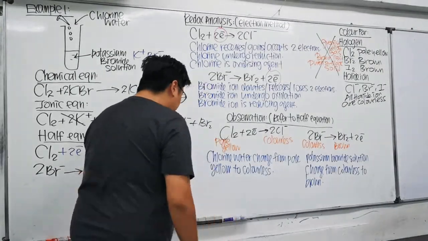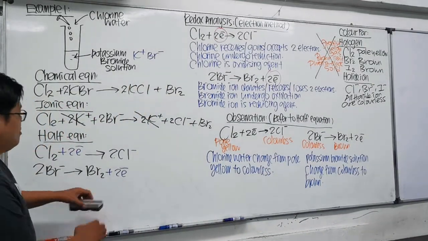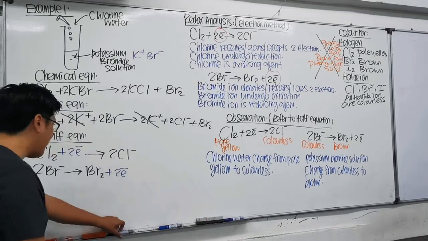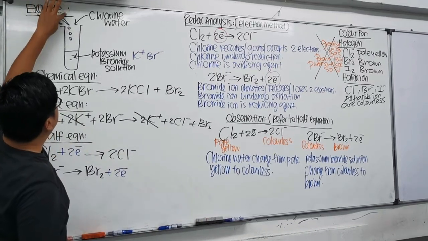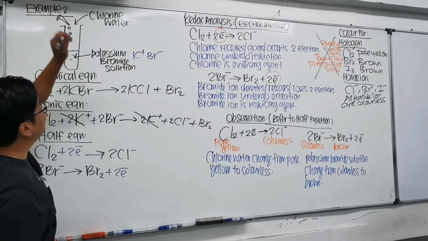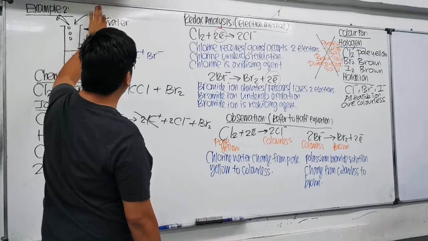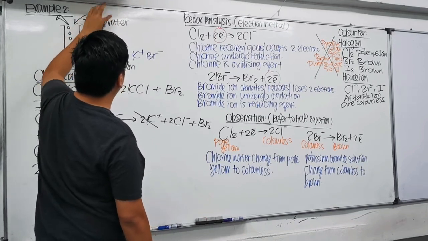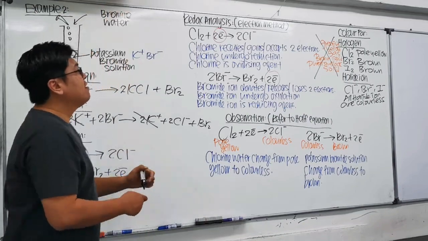Okay, so guys, let's do the second and the last example together. Now, I will just do some minor changes. This is example number 2. For example number 2, instead of using chlorine water, I would change it and use something called bromine water. Okay? So now I will use a bromine water instead.